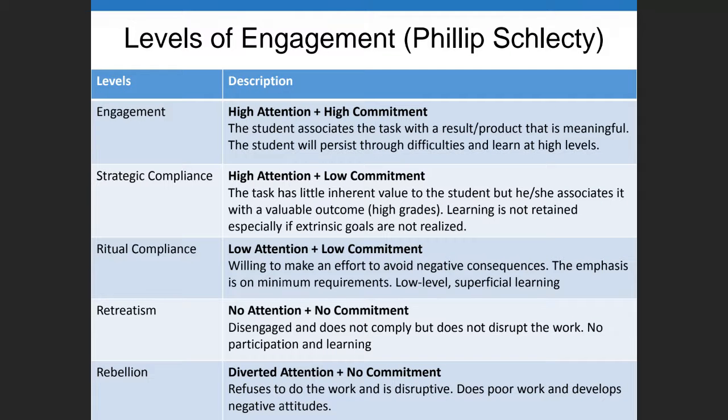Now, Philip Schlechte has a sort of model of levels of engagement. I don't have to go too much into detail, but this is kind of what it is in a nutshell. Really what we want to aim for is high engagement. We know we want engagement. The reality is that we sometimes get one or more of the others.